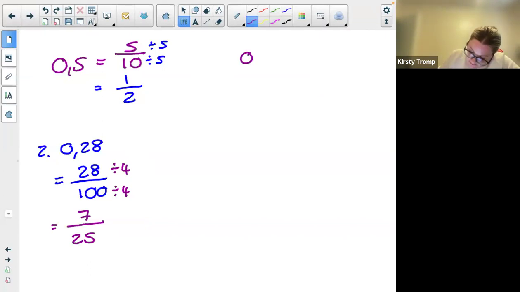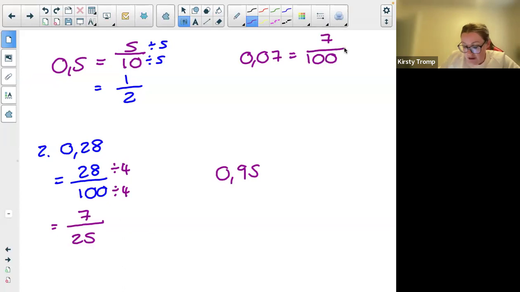All right, my next ones were 0,07 and then 0,95. So I'm just going to write those out for myself. For 0,07, now be careful, this one is 7/100. Some students get confused and they're like, oh ma'am, 7/100, what is going on there? It's in the second decimal place, guys, and so it's 7/100. There's nothing that goes into 7 and nothing that goes into 100, so it stays as is, 7/100. And finally, 95/100.